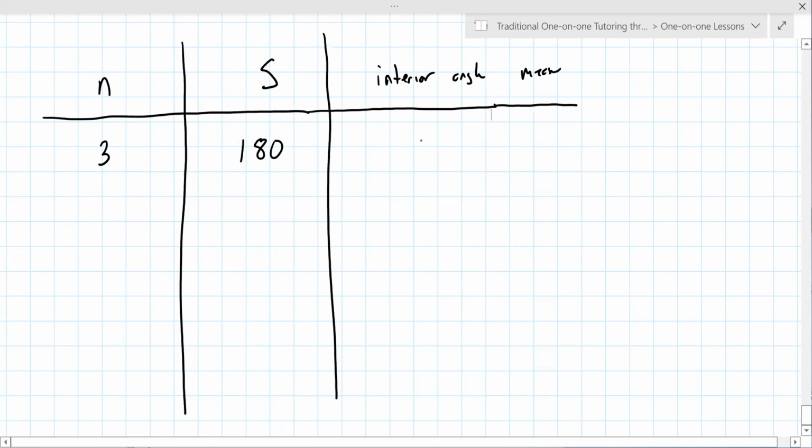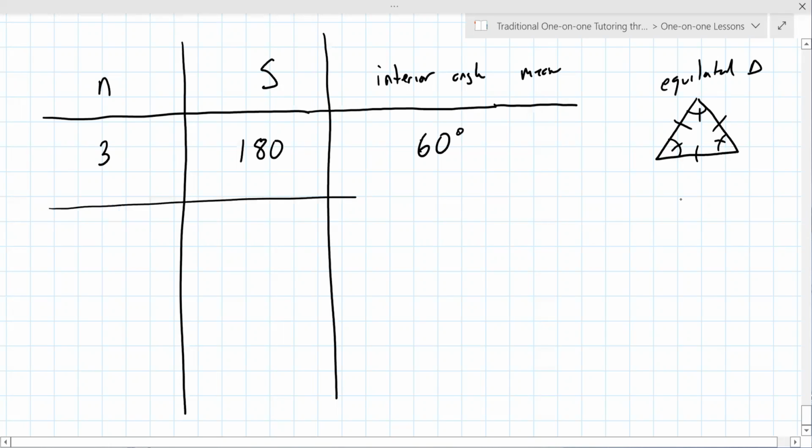60. So in a regular triangle, when all the sides are the same and all the angles are the same, the angle measure is always 60 degrees. And you probably remember that that's an equilateral triangle. Okay, now let's do it for a four-sided polygon. You already told me the sum is 360. What is 360 divided by 4?